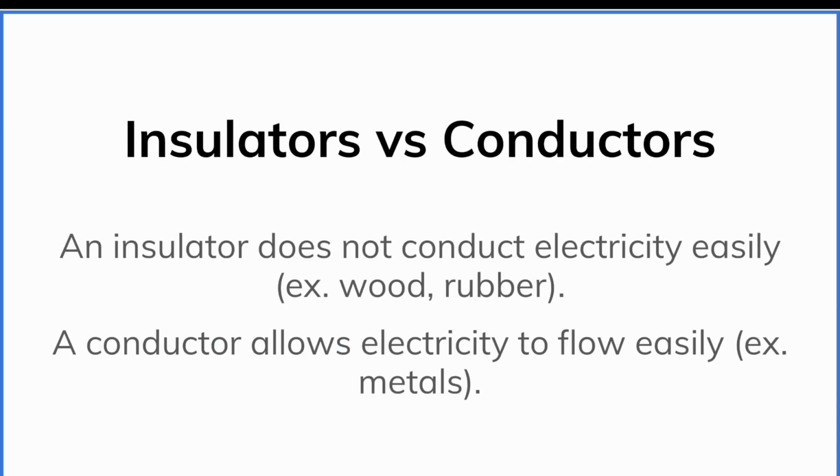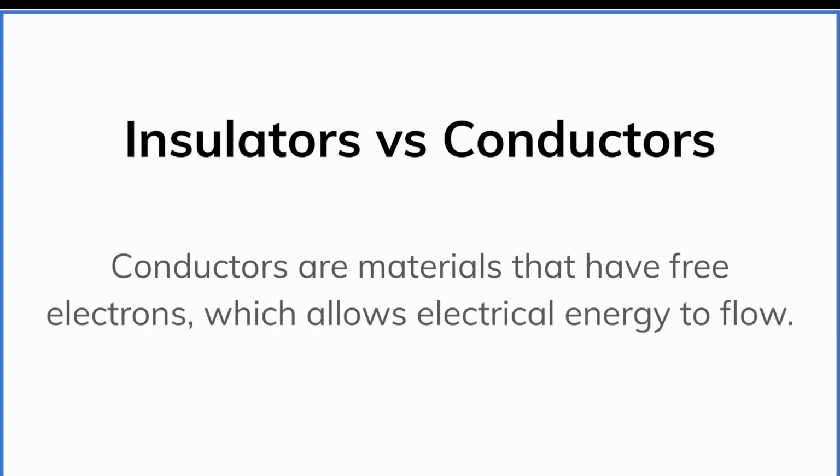We can categorize materials into groups as insulators or conductors. An insulator is an object that does not conduct electricity easily: wood, rubber, things that insulate. A conductor allows electricity to flow easily, which is things like metals, so copper, gold, silver. These are very good conductors. What distinguishes between insulators and conductors is the amount of free electrons that the material has, which is basically how easily the electrons can move through the material.